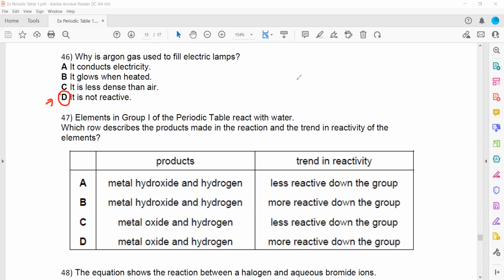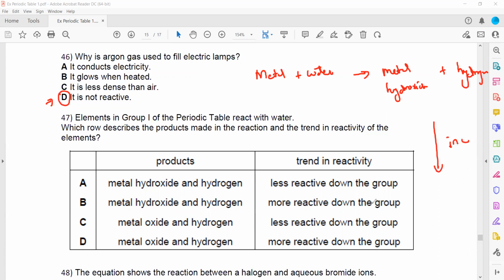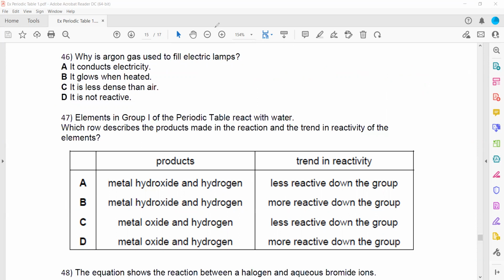So what are the products when these group 1 metals react with water? As a result they are known as alkali metals. Metal hydroxide will be there, plus hydrogen gas. And the trend: as we go down the group the reactivity increases, so they become more reactive as we go down and give off metal hydroxide plus hydrogen gas. So we'll observe bubbles fizzing due to this hydrogen gas.